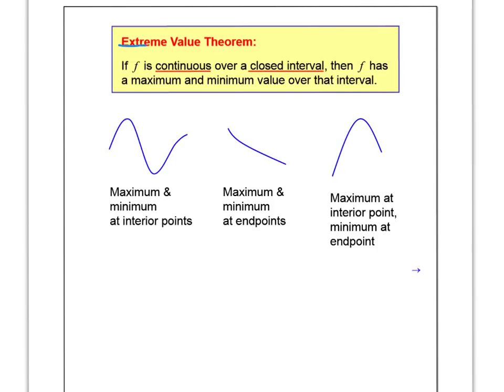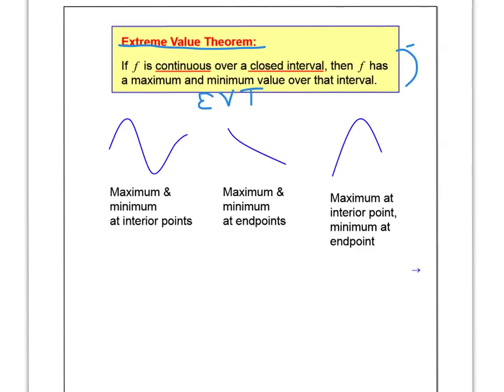The extreme value theorem is sometimes called EVT. It is one of the 3 theorems that may be referred to by name, but it is far and away the least popular. The extreme value theorem says if f is continuous over a closed interval, must be closed, then f has a maximum and minimum value on that interval.